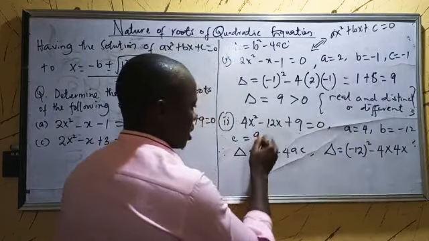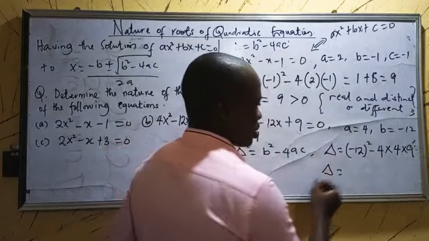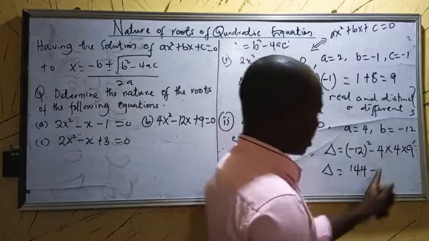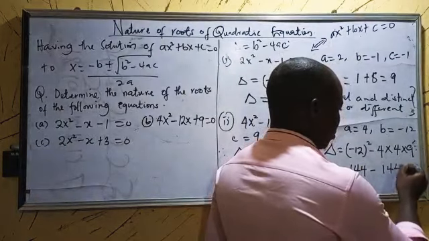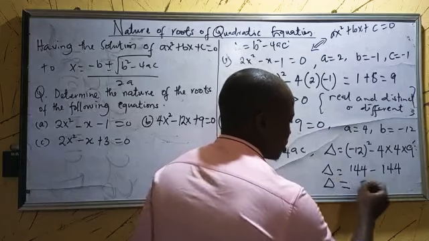So my c is what? I have 9 here. If you look at this, you see that our discriminant will be 144. If you multiply this times this times this, it will actually give you 144. Understand? So we can see that this is now equal to 0.